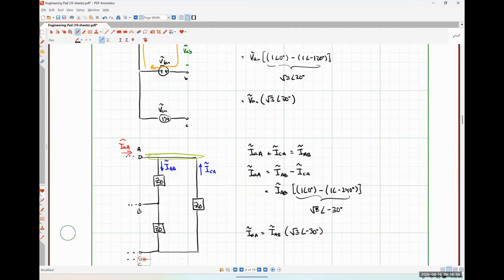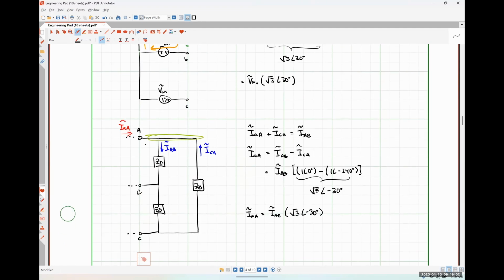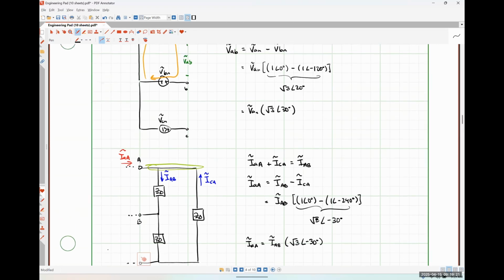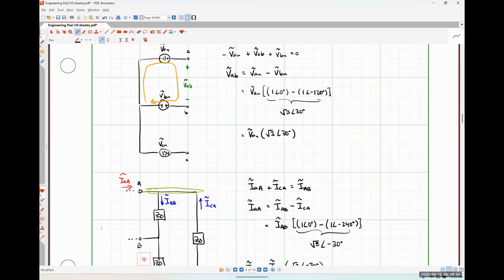So the root 3 angle negative 30, you're only going to see if you are converting between a line current and a phase current in a delta connected system. So the negative 30 is for currents, positive 30 is for voltages. And the root 3 angle 30 thing is only for voltages in a Y connected system. That's going from a line to neutral voltage to a line to line voltage, or back and forth.